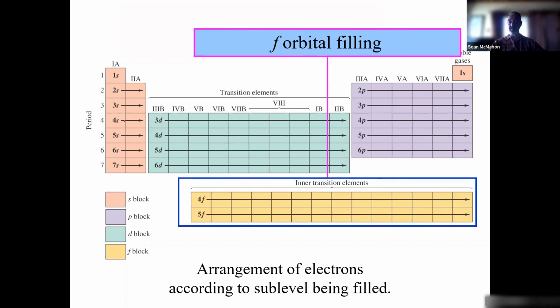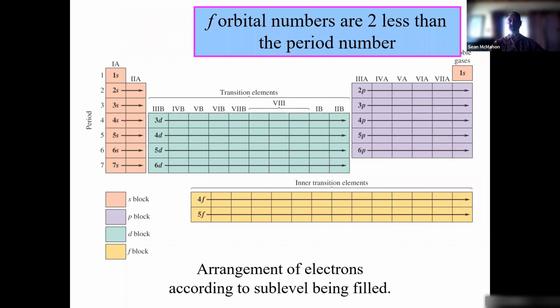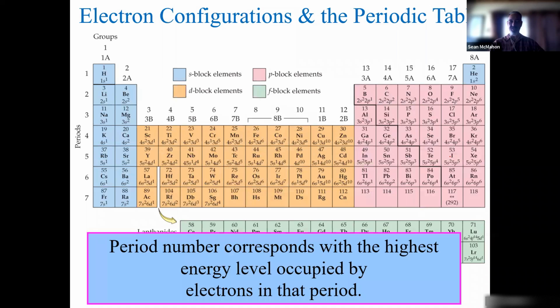The F orbital fills up 2 less. So you would start with 6S and then drop down to 4F and go across. Then you would come back up, go D, 5D, and then go across 6P. Now, what you can use to help you is the atomic number on the periodic table. That's pretty much the best way to do it, using the periodic table.